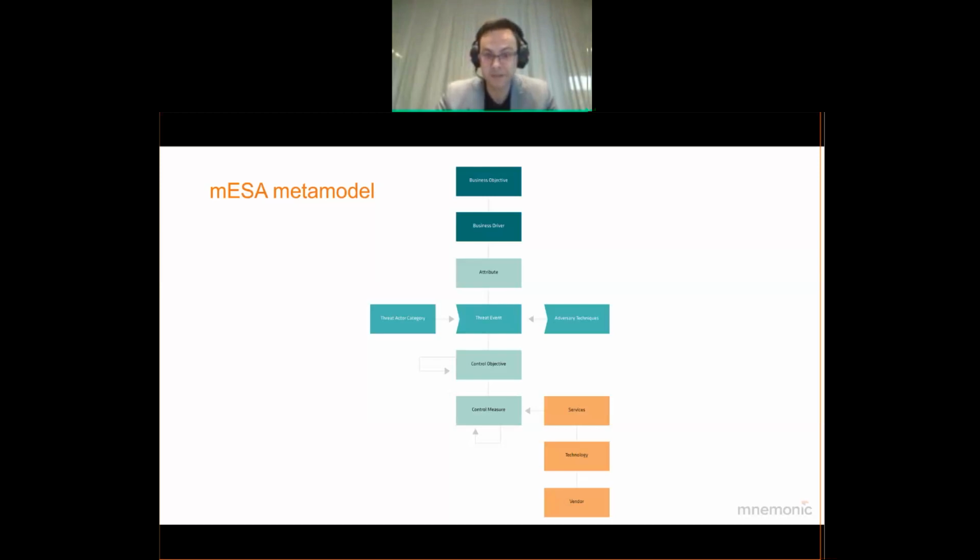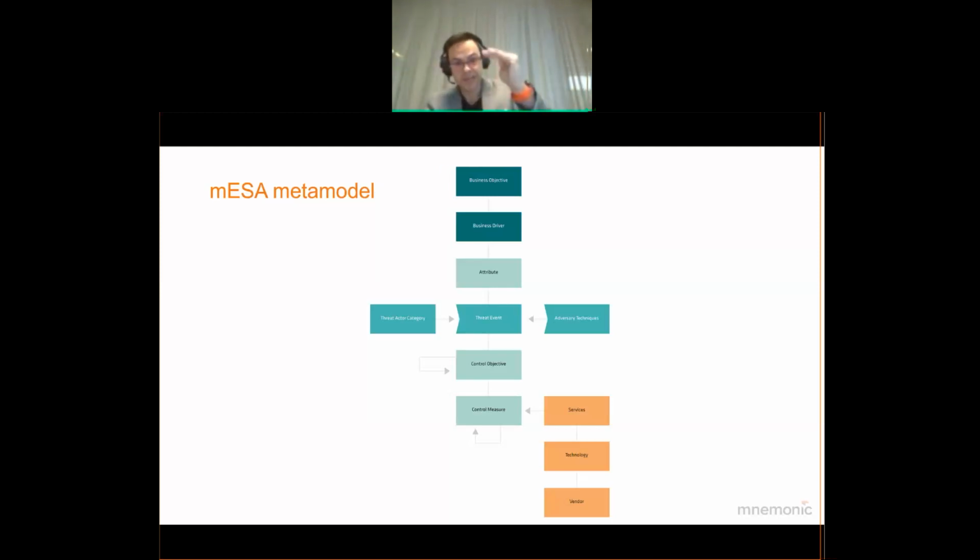They can be negatively affected by some threat events, meaning that they can stop us from supporting the business and eventually stop us from achieving our business objectives. That's why those threat events, in addition to being connected to attributes, are connected to the threat actors that could be relevant to cause those threat events, and also to techniques used by those threat actors.